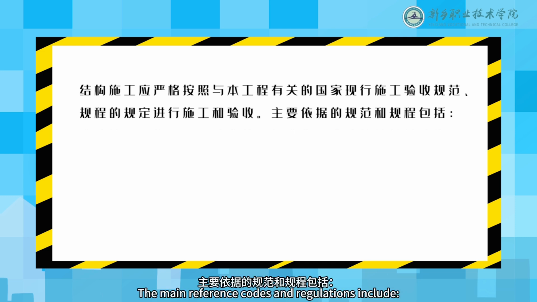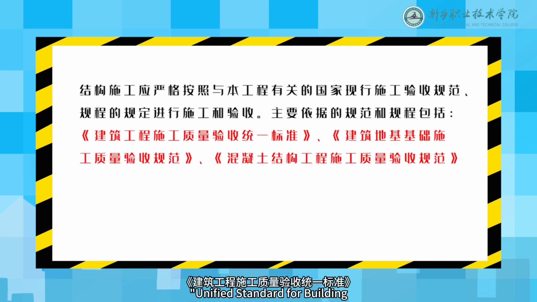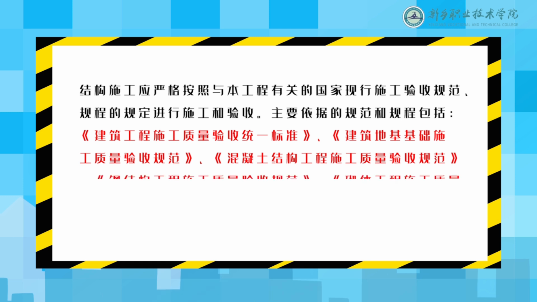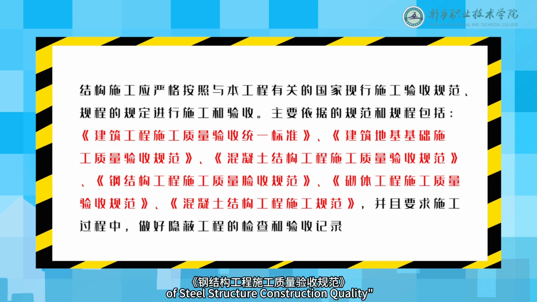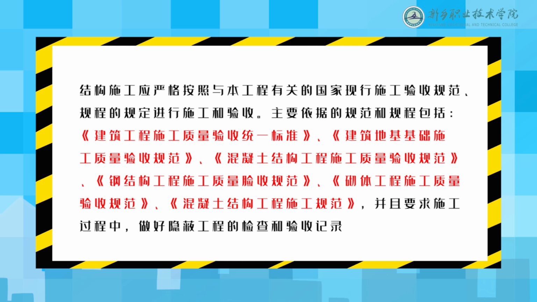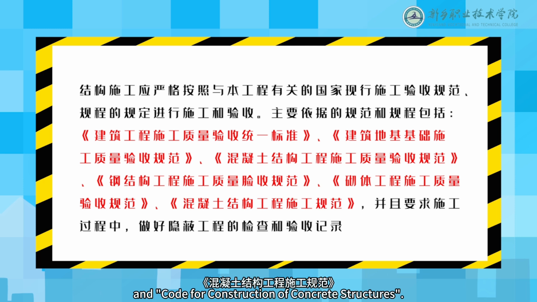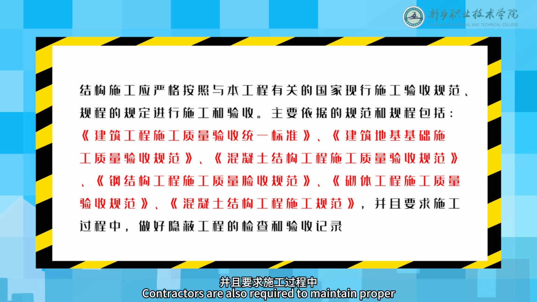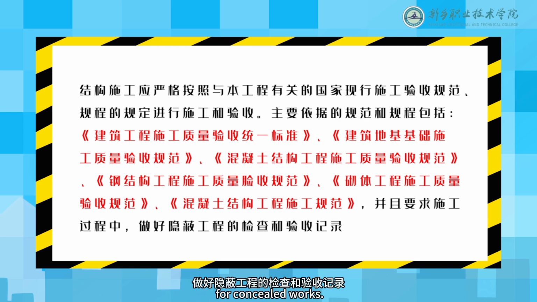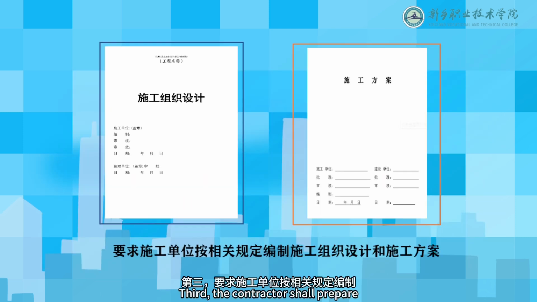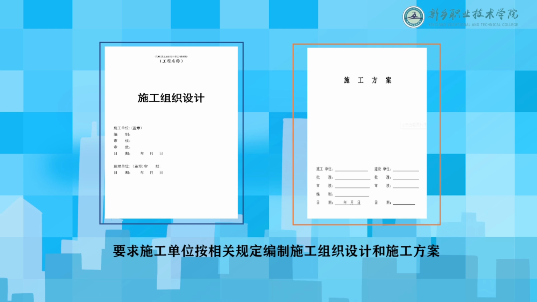The main reference codes and regulations include Unified Standard for Building Construction Quality Acceptance, Code for Acceptance of Building Foundation Construction Quality, Code for Acceptance of Concrete Structure Construction Quality, Code for Acceptance of Steel Structure Construction Quality, Code for Acceptance of Masonry Construction Quality, and Code for Construction of Concrete Structures. Contractors are also required to maintain proper inspection and acceptance records for concealed works. Third, the contractor shall prepare the construction organization design and method statements in accordance with relevant regulations.